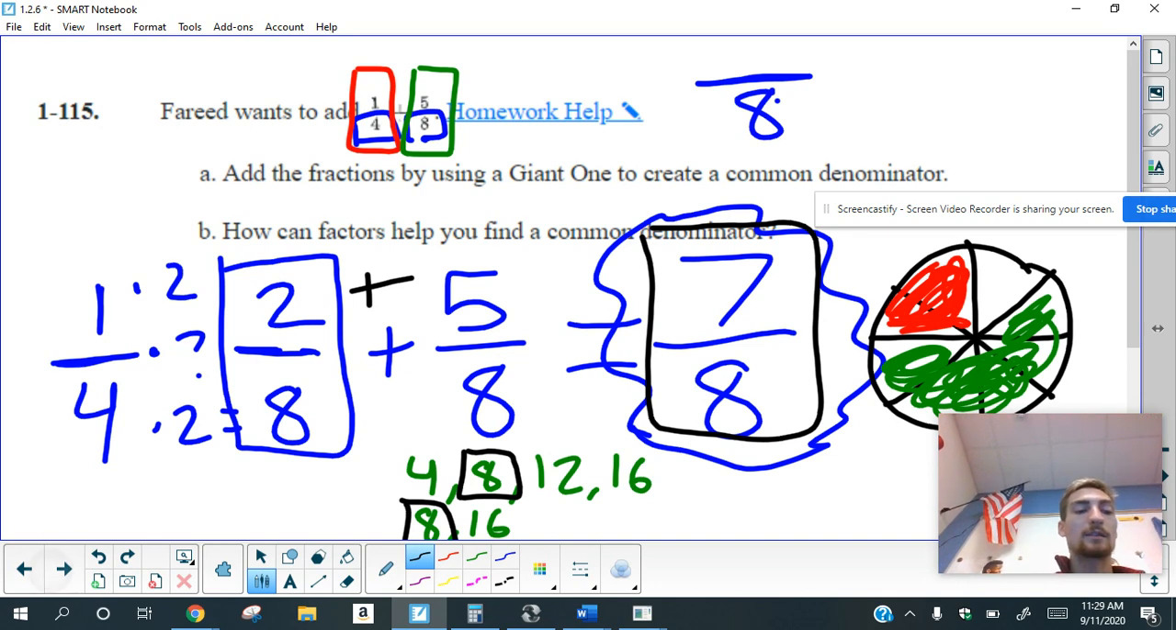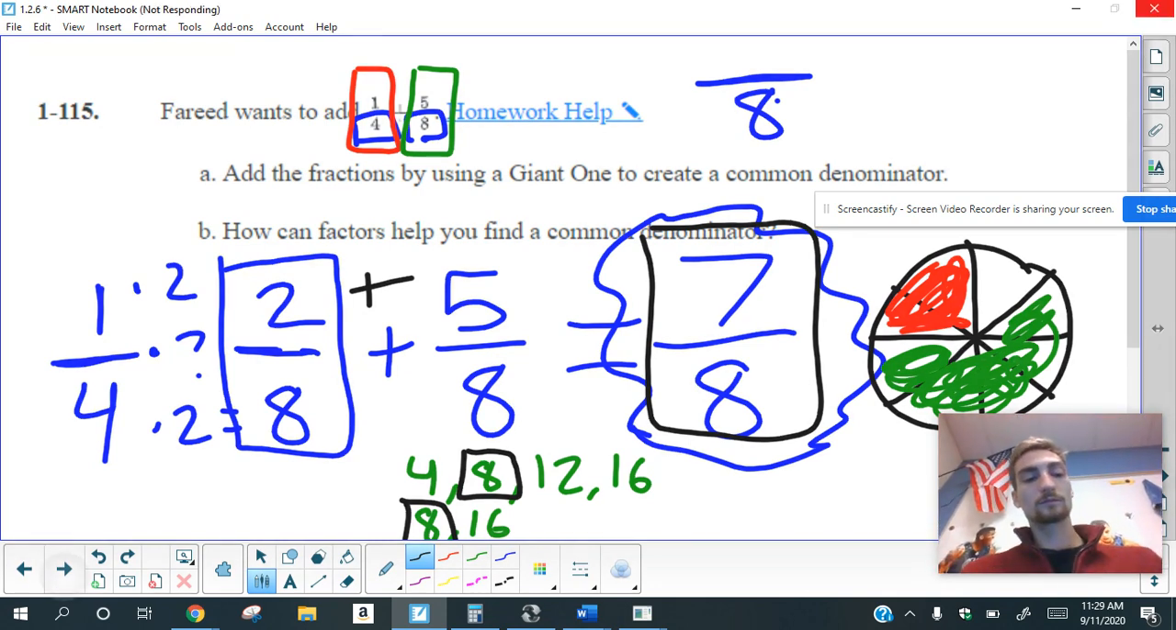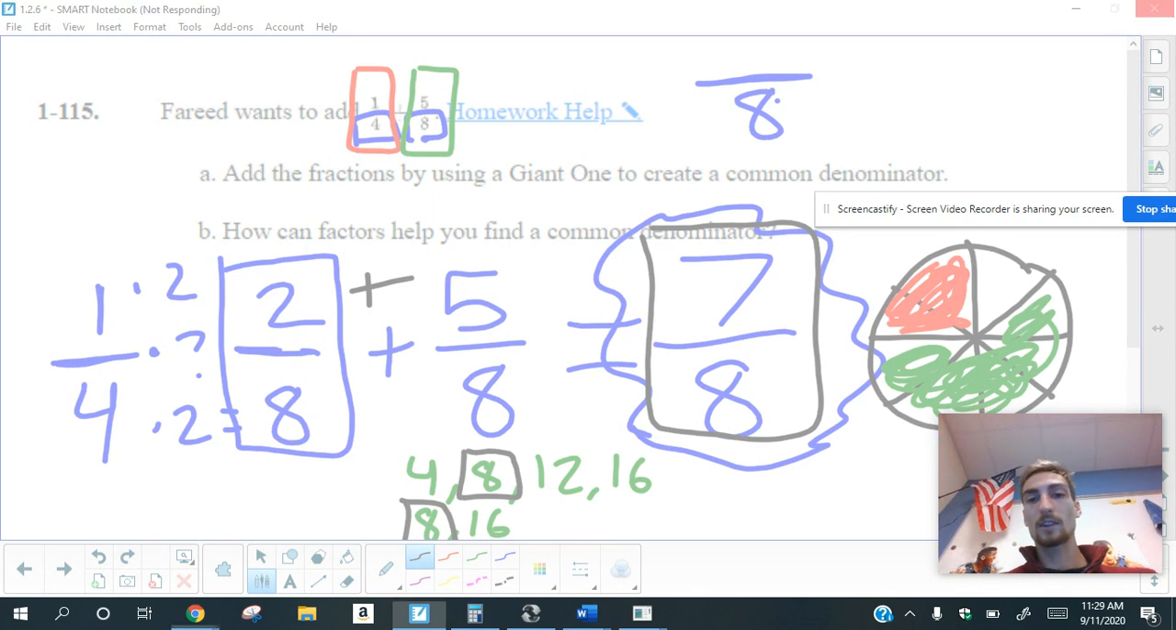Next, we're looking at trying to go to the next problem here.